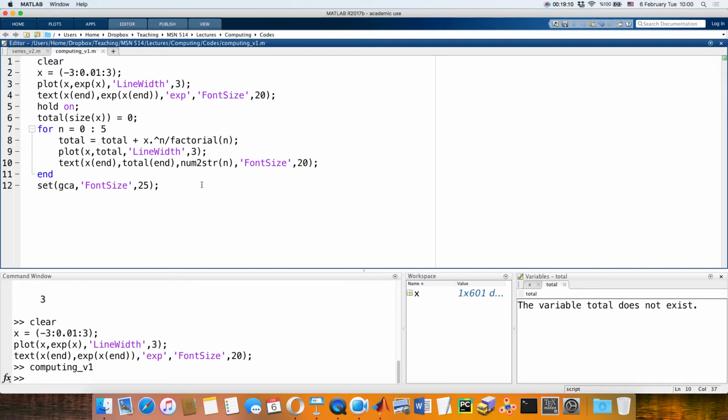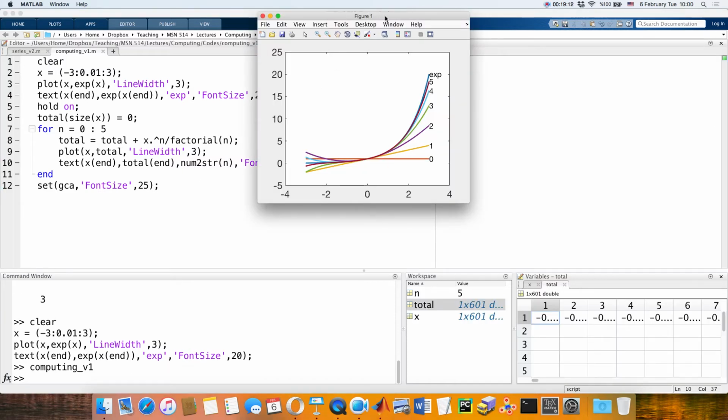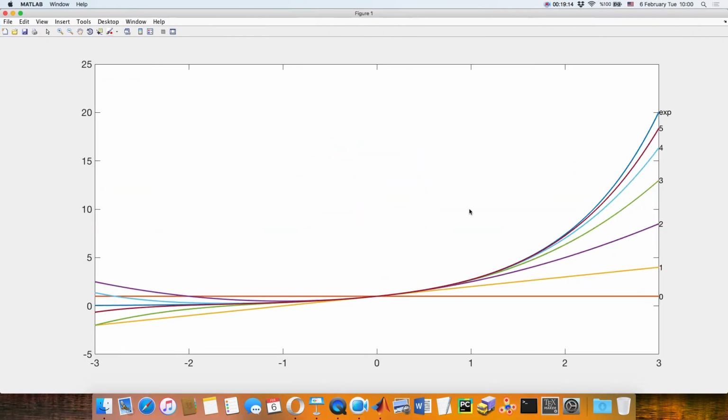So if I run it, you can see that as this goes up, 0, 1, 2, 3, 4, 5, the function approaches the exponential function. Do you see it?